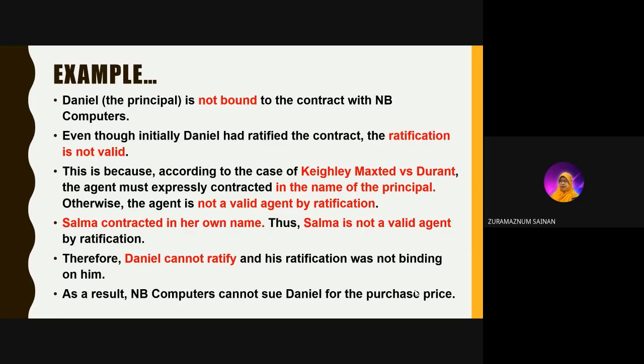You dah jumpa isu yang betul, barulah you tak berterabur. Dan you tahu apa law dia semua kan? Nampak step by step. You jawab isu tu. Not bound. Kenapa? Ratification dia not valid. Kenapa tak valid ni? Lepas tu, whether tadi isunya whether Salma is a valid agent by ratification. Jawapannya tak. Salma contracted in her own name. Jadi, Salma is not a valid agent by ratification. Akhirnya, the effect is that Daniel cannot ratify. And walaupun dah ratify mula-mula, the ratification was not binding on him. Itulah contoh application. Ni kalau tulis ni saya rasa setengah muka surat lah.